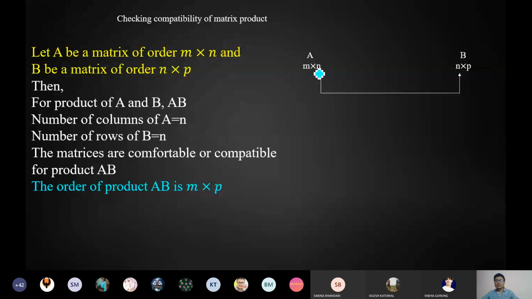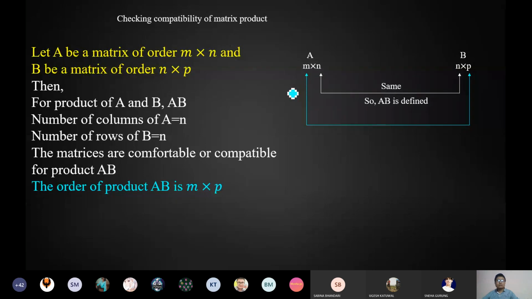This first one represents the row and the second one represents the column. So the number of columns of matrix A is equal to the number of rows of matrix B. Copy this figure also. These two are the same. So AB is defined. That is, A and B can be multiplied.